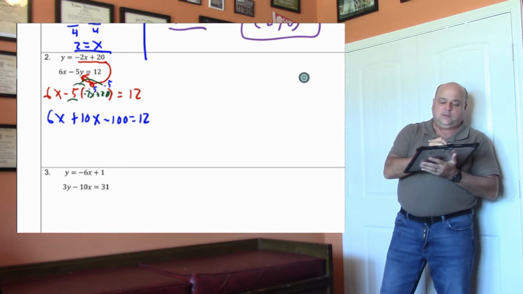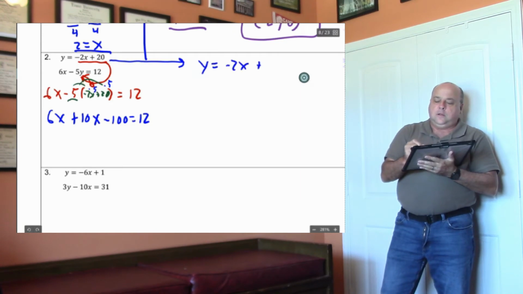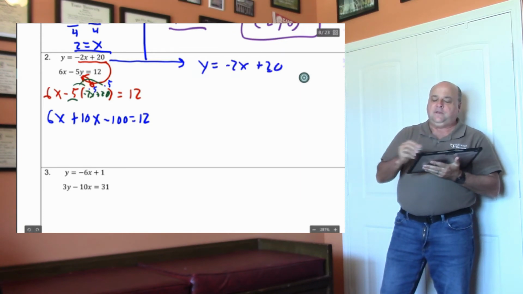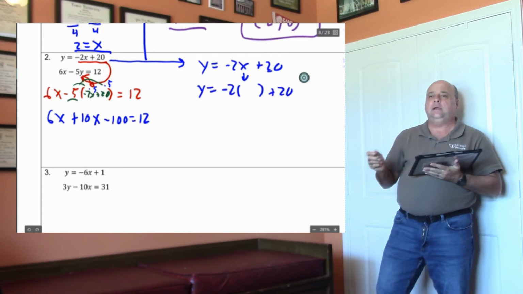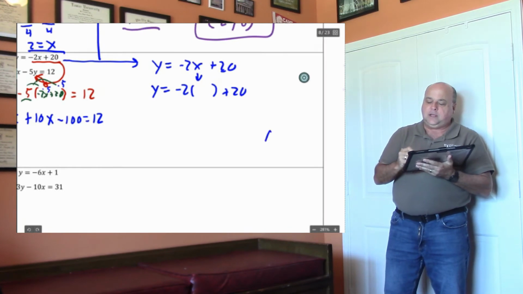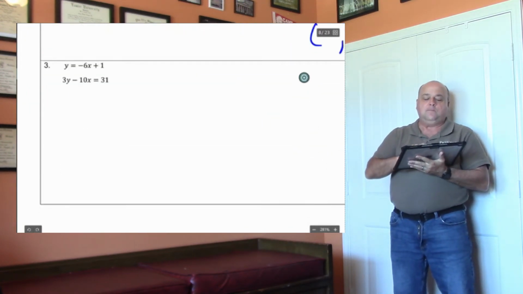I'm not going to help you do that. Rewrite this equation over here. And then you're going to replace your x with whatever your x is and get your y, okay? Remember, your answer is going to be an ordered pair. Let's go to number 3.